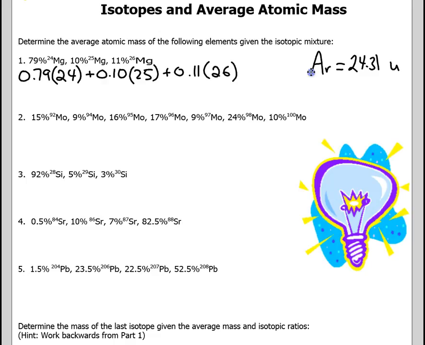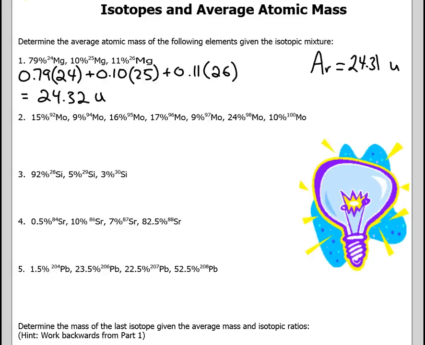Okay, if we were to take that, we could do the math on it and get our average atomic mass. So I actually get 24.32, which is really close, which tells me that, okay, that's pretty reliable. That's how we calculate the average relative atomic mass.